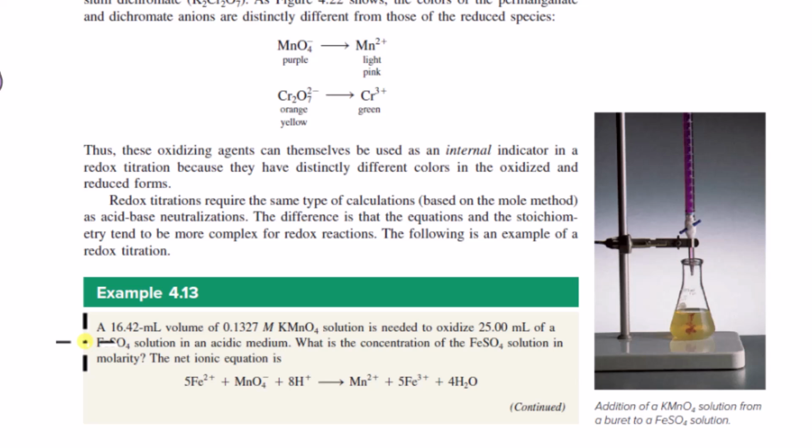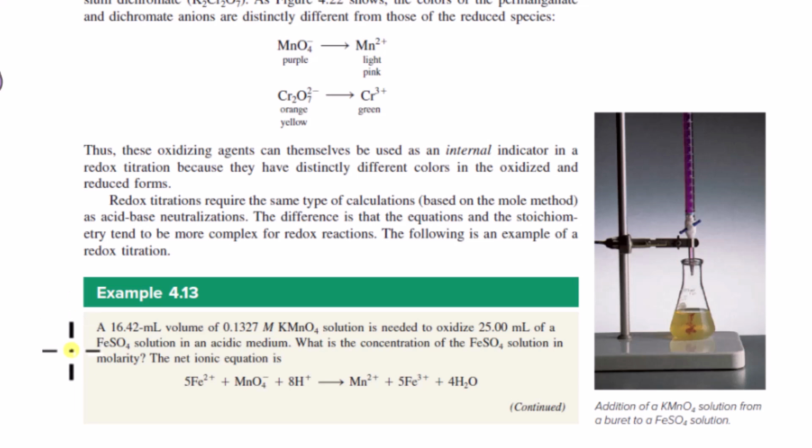Here, they're talking about titrating an iron sulfate solution against a potassium permanganate solution. In this case this would be a redox titration, because the titration is not based on an acid-base neutralization reaction. The titration is based on a redox reaction.